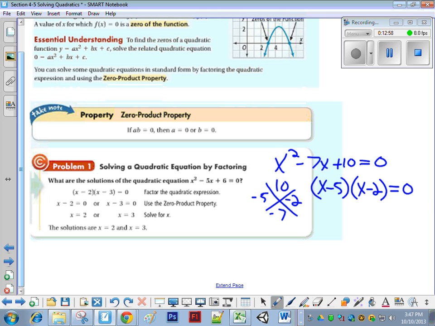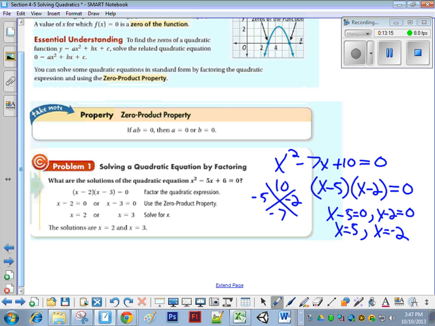Then we said each individual factor equal to 0. X minus 5 equals 0, x minus 2 equals 0. I add 5, one answer, x equals 5. The other answer, x equals 2.